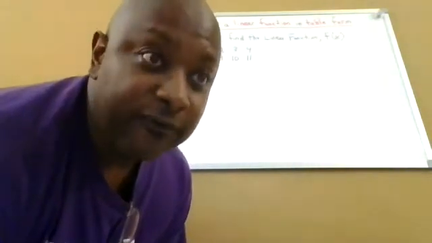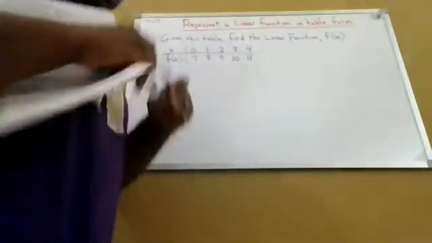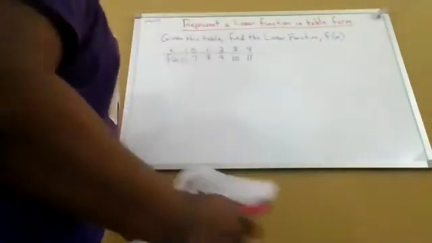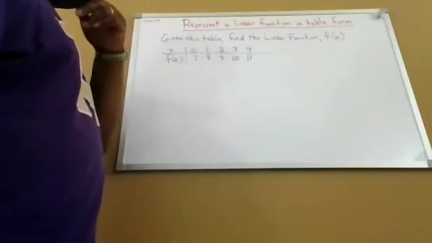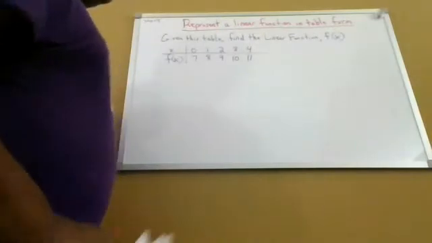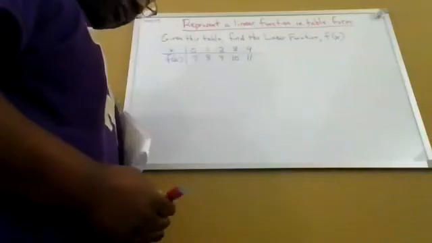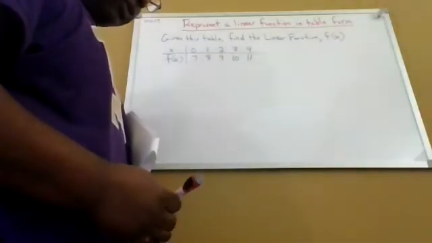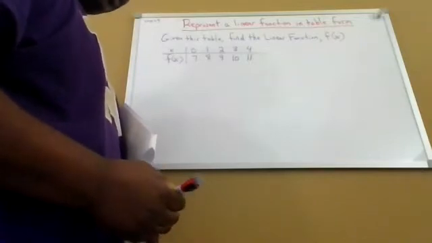Hey, everybody. Our next topic is to represent a linear function in table form. So let's take a look at what we have on the whiteboard here. Given this table, we want to find the linear function f of x. Well, a linear function is defined by y equals mx plus b.